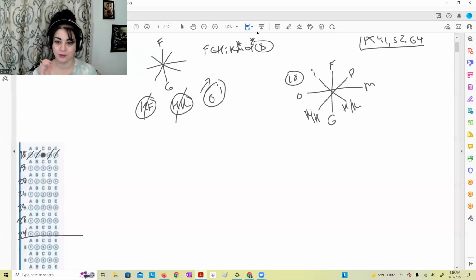So number 19 gives me a local condition. How could we possibly make that come true? I'm going to fulfill the local condition. Well, H and O need to be right next to G. I feel like there's going to be only one way, kind of, because G is right here, F is right here.